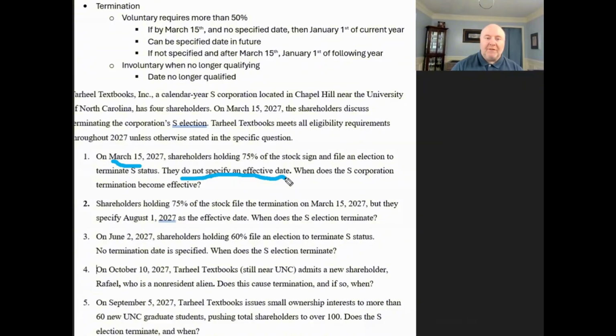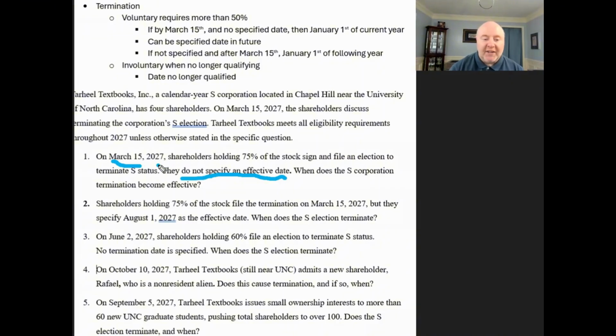If you do not specify it, and it's on or before the 15th day of the third month, then we're going to go back to January 1st, 2027. So that means it's going to be valid on January 1st, 2027, that same year, right?